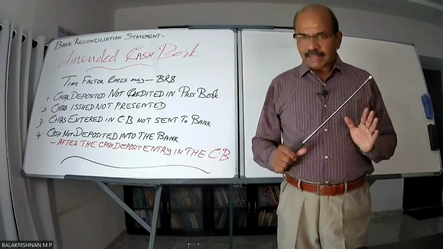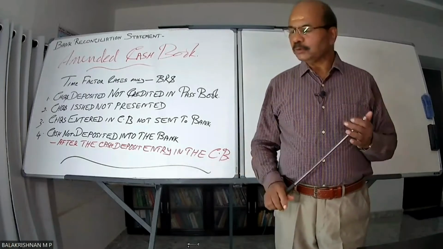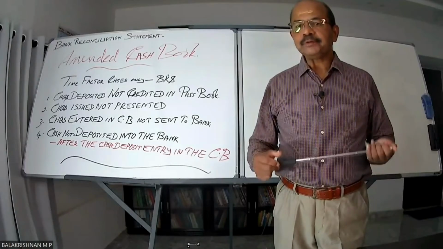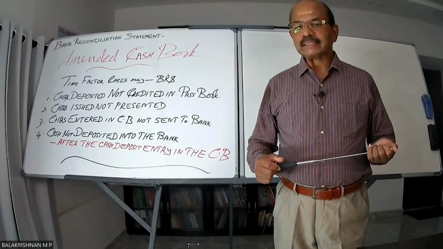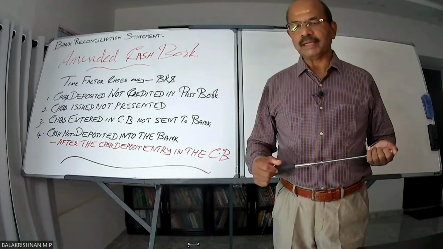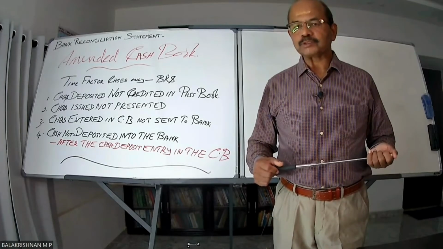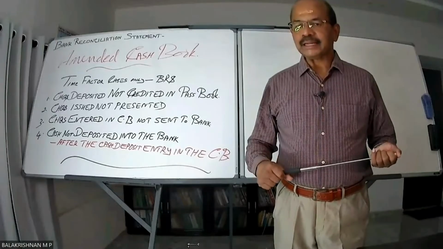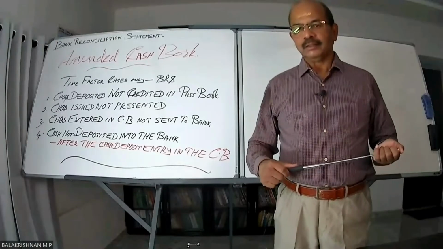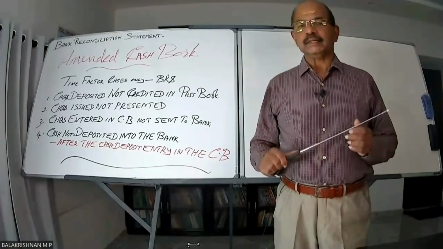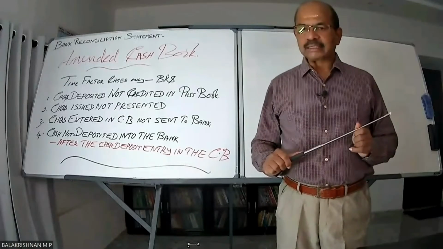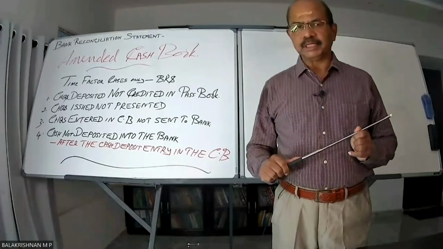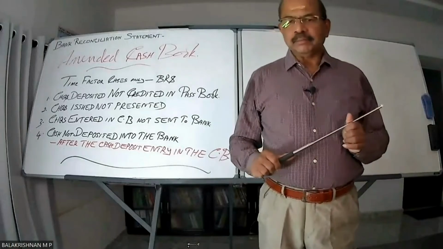Now, there are some other cases. You have not made any mistake. Absolutely you have not made any mistake. But things came to your attention only on receipt of the bank statement or during the process of reconciliation. Okay. So those entries you can now incorporate in the amended cash book. Which are these entries? Interest allowed or received, you came to know only on receipt of the bank statement. Have it entered in the amended cash book.